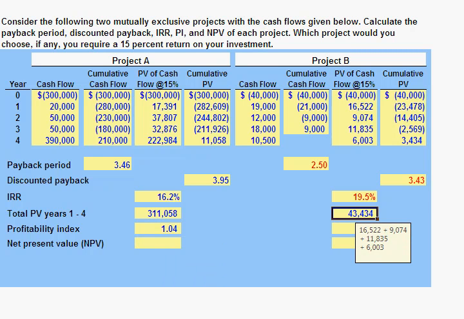For Project B, our profitability index is the $43,434 present value divided by the $40,000 cost for 1.09. We would select Project B with the higher profitability index.